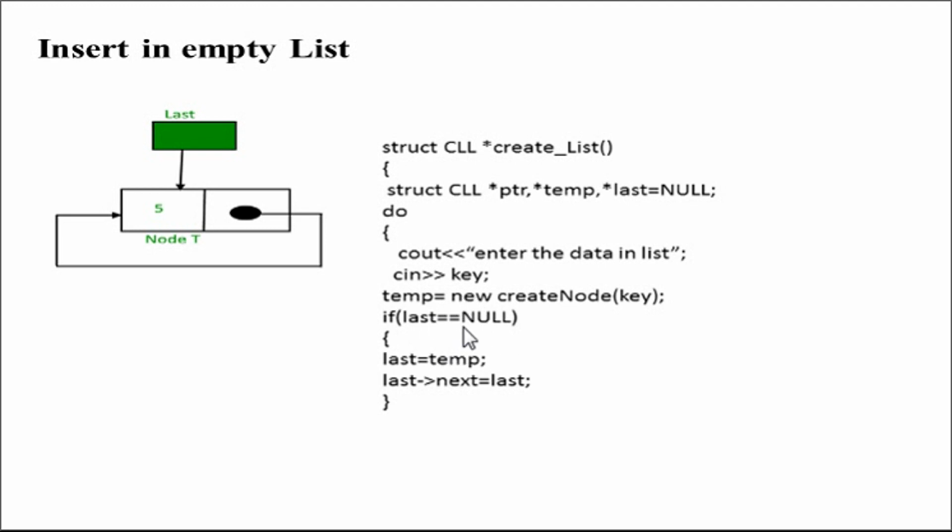If it is null, it means that the newly created node will be the first node in the list. So last is equal to temp. Because it is a circular linked list, the last node in the list has its next link containing the address of the first node. So temp is the only node in the list, so its next part will contain the address of the same node. So here last next, this is your last node, last next is equal to last only. Okay, this is the insertion of a node into the empty list.